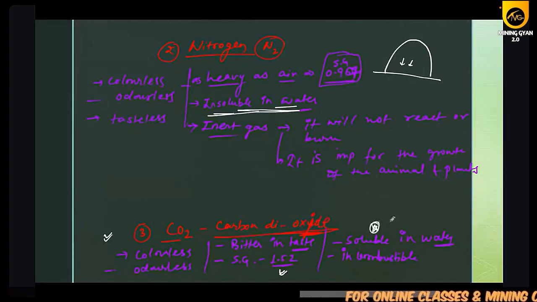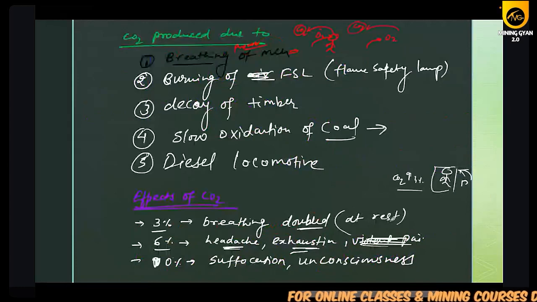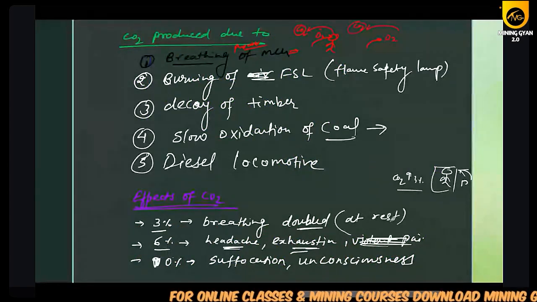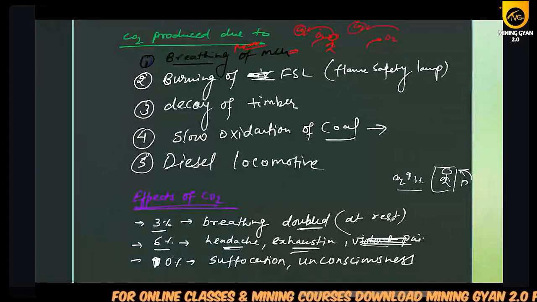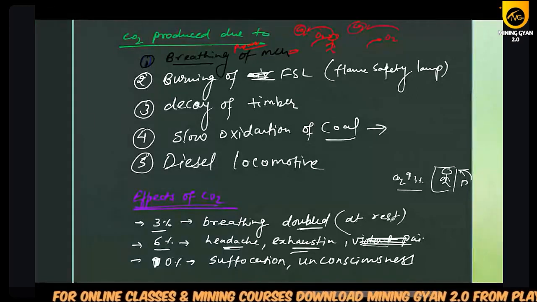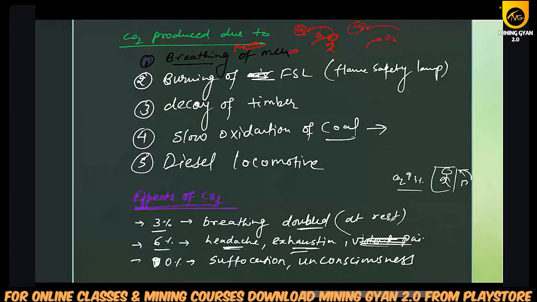CO2 is produced due to the breathing of man, burning of the flame safety lamp, decay of timber, slow oxidation of coal, and diesel locomotives. As I told you, when you inhale, you take in oxygen. When you exhale, you release CO2.